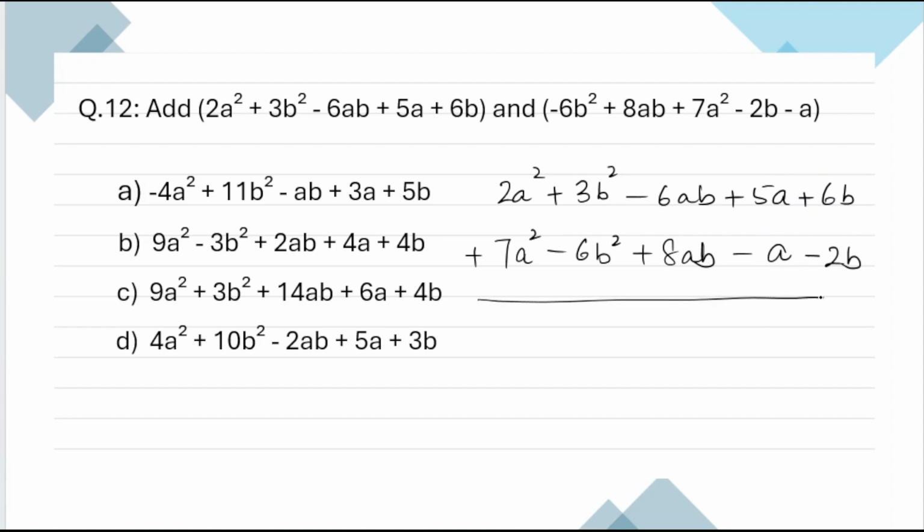And now let's add them. 6 minus 2, 4. So plus 4b. Positive 5 plus 5 minus what is here? 1. So plus 5 minus 1 plus 4a. Minus 6 plus 8 is plus 2ab. Plus 3b minus 6 minus 3b square. 2a square plus 7a square, 9a square. And this is our answer. So let's see where is our answer. This option B is the correct answer.